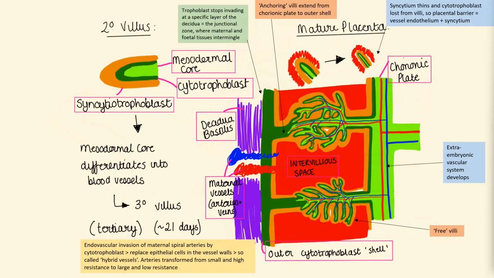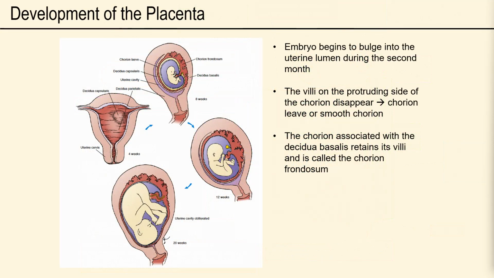And this is the overall outcome. Again, use this image as inspiration for your own sketch. And this is how it looks in practice. During the second month, we start to see a bulge in the uterine lining called the decidual capsule, pushing its way into the lumen of the uterine cavity.